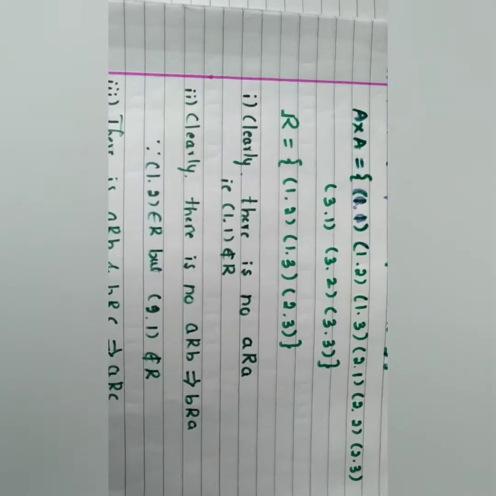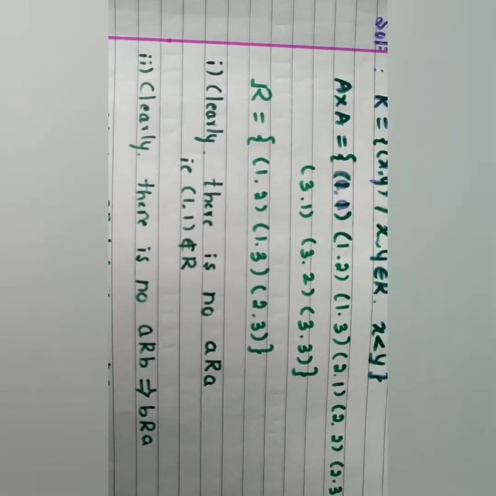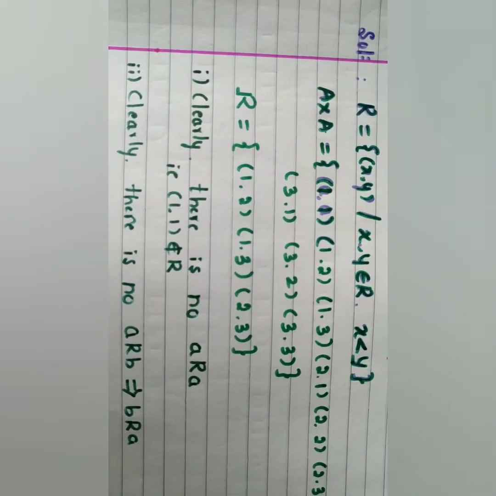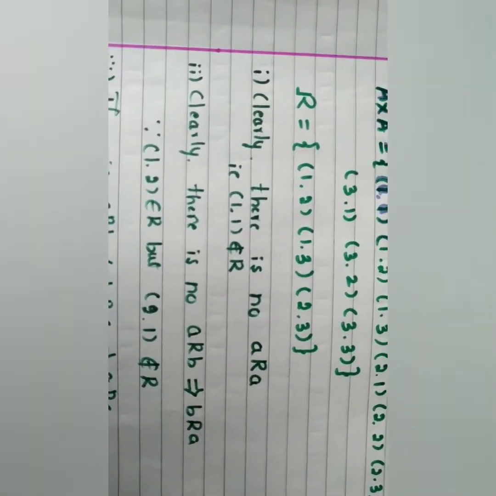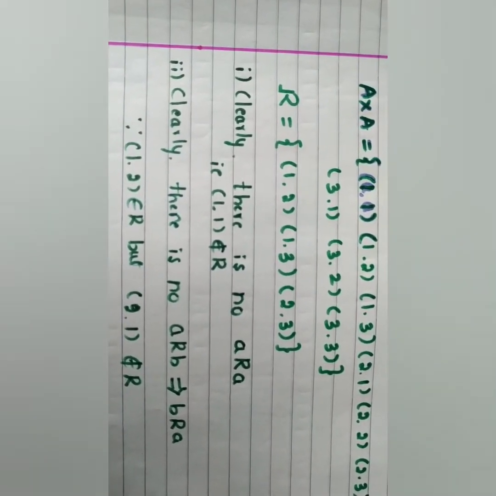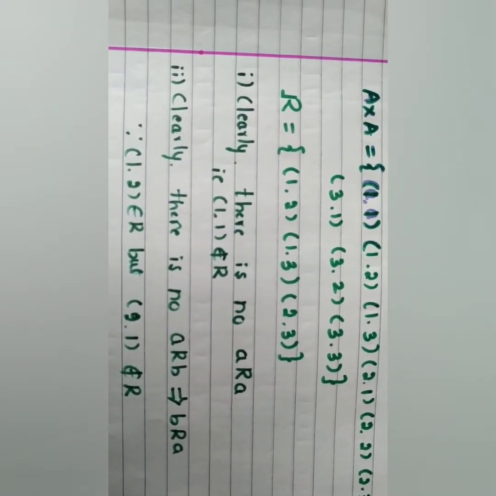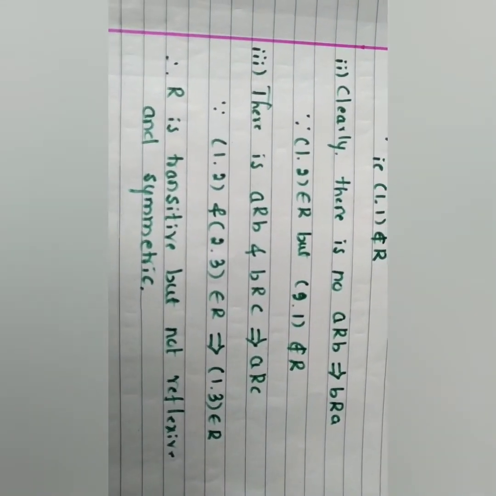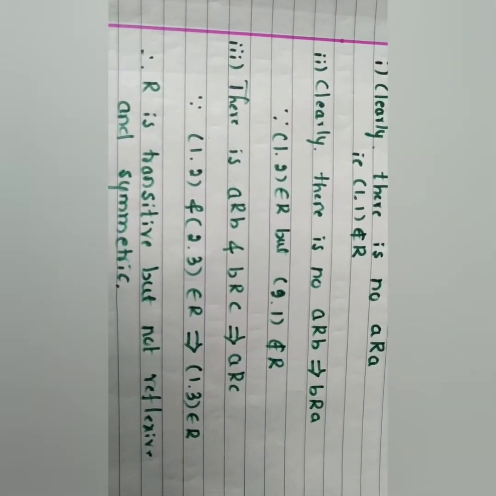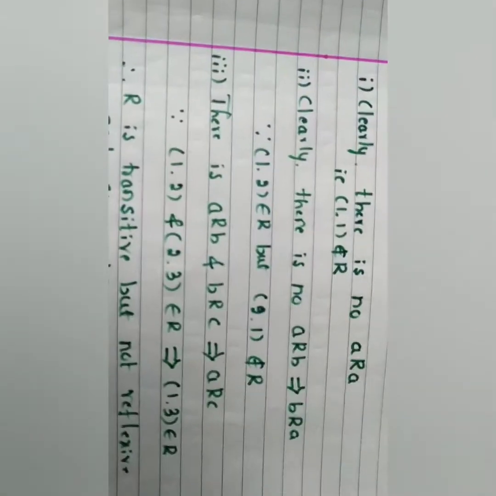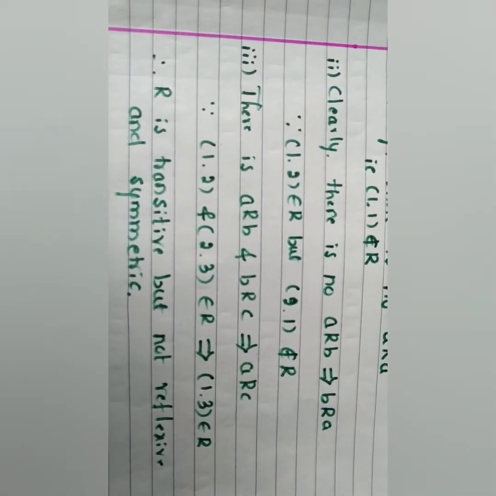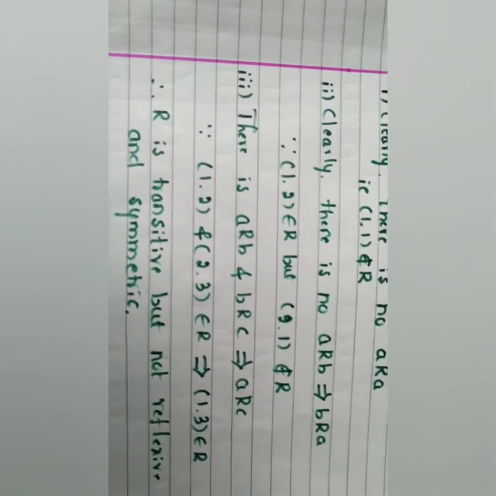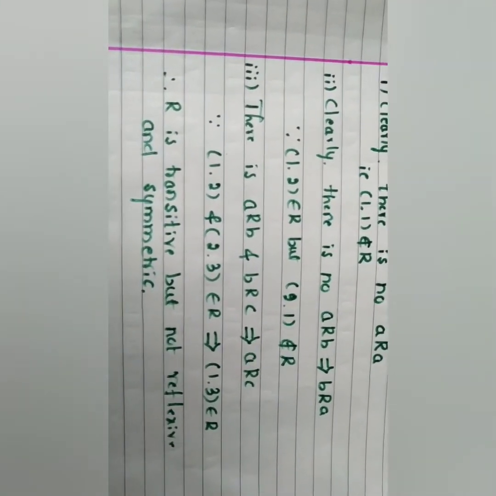No, it is not reflexive because clearly there is no aRa: there is no (1,1), no (2,2), no (3,3) in R. Therefore, it is not reflexive. Is it symmetric? There is no aRb implies bRa because (1,2) is in R but (2,1) is not in R. Does it satisfy transitivity? Yes. (1,2) and (2,3) are in R, then immediately (1,3) is also in R. Therefore, if aRb and bRc, then aRc. Then R is transitive. Here in this case, R is transitive but neither reflexive nor symmetric.